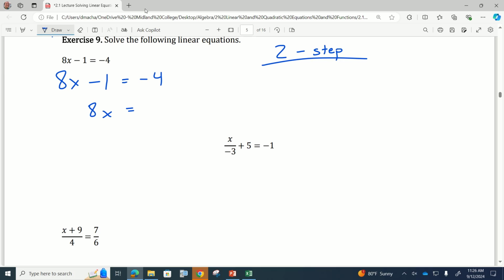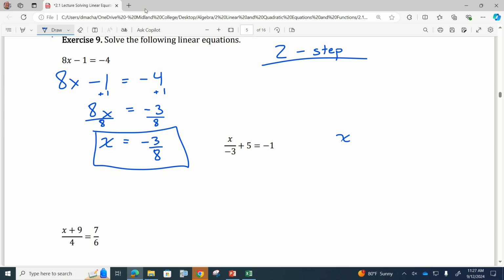And when I add 1 to the left side, it cancels out the minus 1. And when I add 1 to the right side, this becomes negative 3. Now, what is the second step? You divide. I divide both sides by 8. The 8's cancel on that side, and on the right side, I get negative 3 over 8 as my answer. Two-step equations.